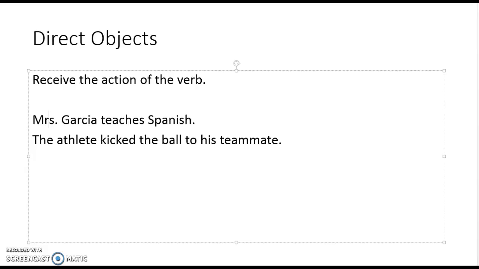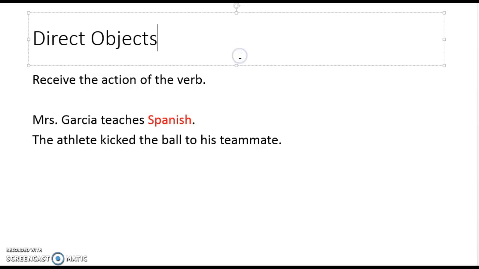Now, in order to find what the direct object is, we're going to look for what or who receives the action of the verb. A lot of times you can find this by asking the question who or what in relation to the verb. Not who or what does the action of the verb, that's going to be the subject. So in the sentence, Mrs. Garcia teaches Spanish, Mrs. Garcia is the subject, teaches is the verb, and Spanish is the direct object. What does Señora Garcia teach? Spanish. So that's the direct object.